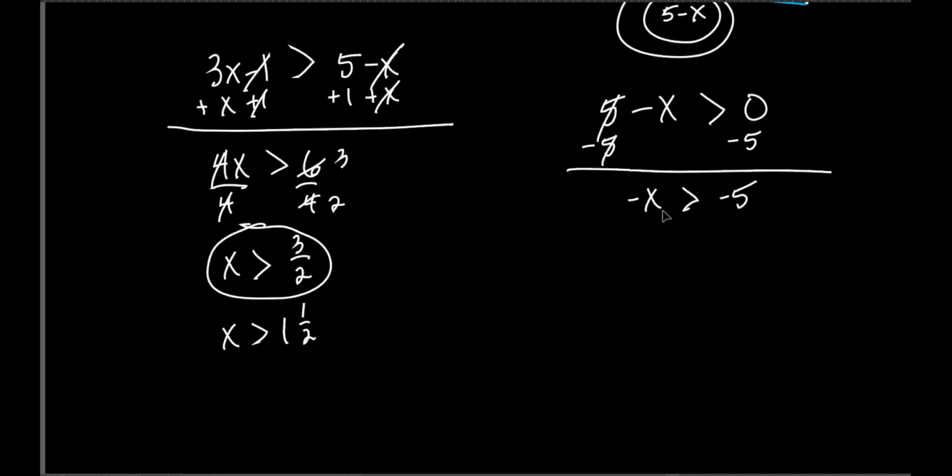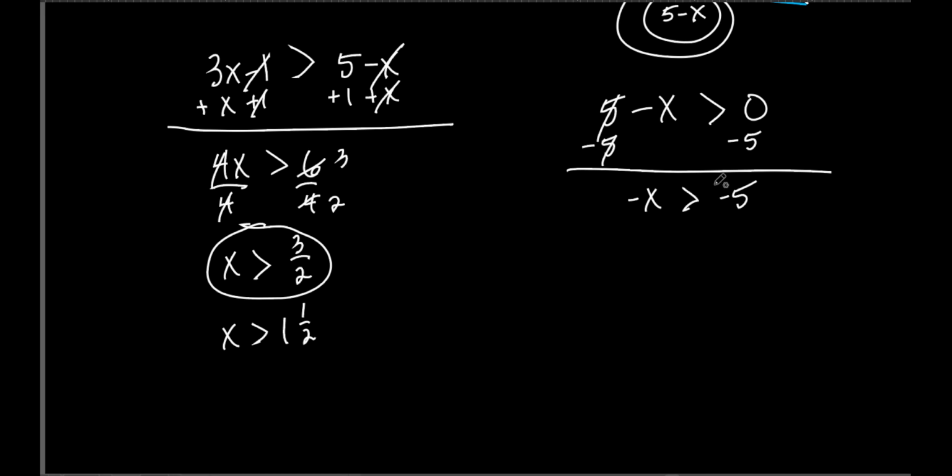If you multiply or divide by a negative, you've got to change the sign of your inequality. You never had to worry about that with equals because both sides were equal to each other, right? There was no sign to change. But you do have greater than and less than. So if I divide by a negative, I've got to change the direction of my inequality.